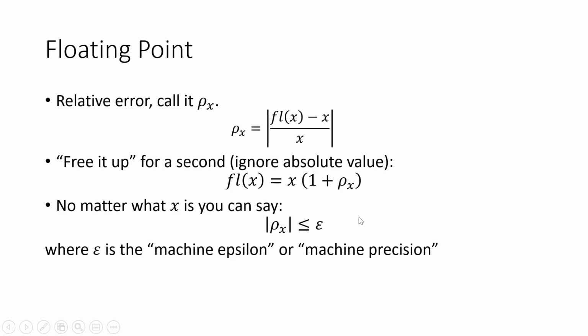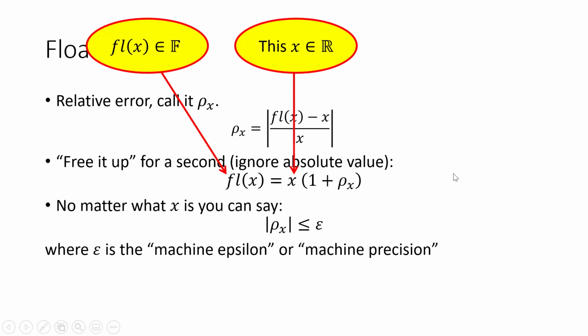So floating point, we're still looking at the floating point operation where we take a real number x and we're going to quote unquote float it, and we're going to think about the relative error and how it is less than the machine precision or epsilon. So we're going to do the same thing that we did before.